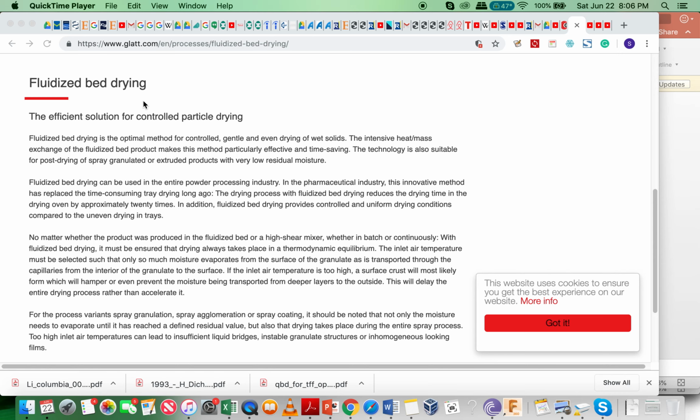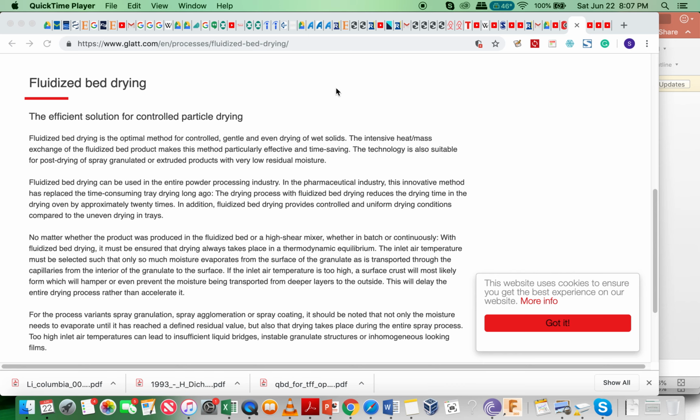Fluidized bed drying, the efficient solution for controlled particle drying. Fluidized bed drying is the optimal method for controlled and even drying of wet solids. The intensive heat and mass exchange of the fluidized bed makes this method particularly effective and time saving.